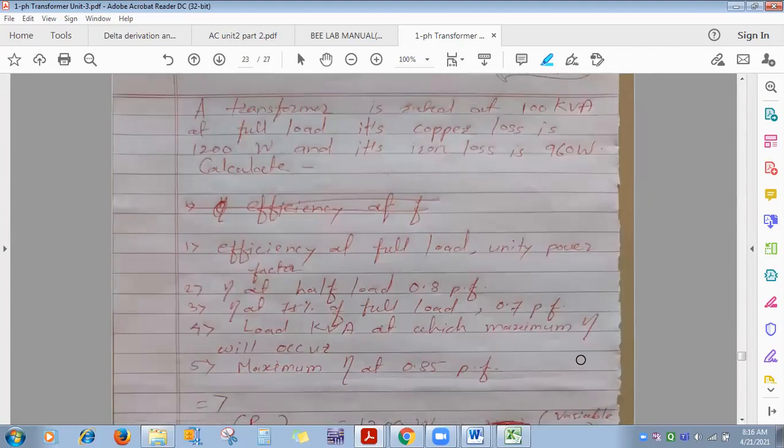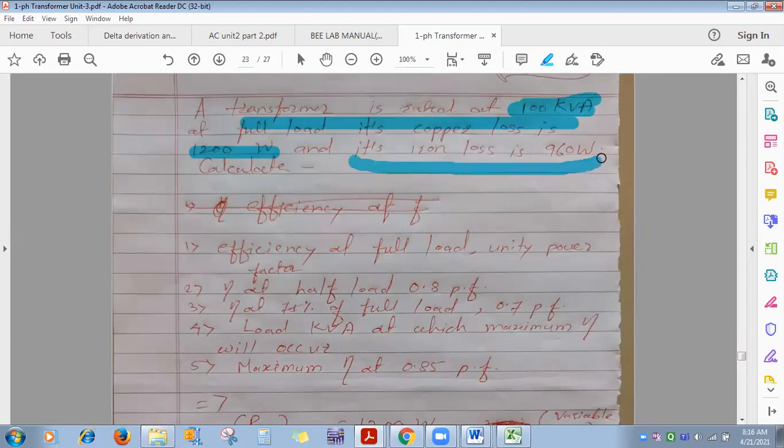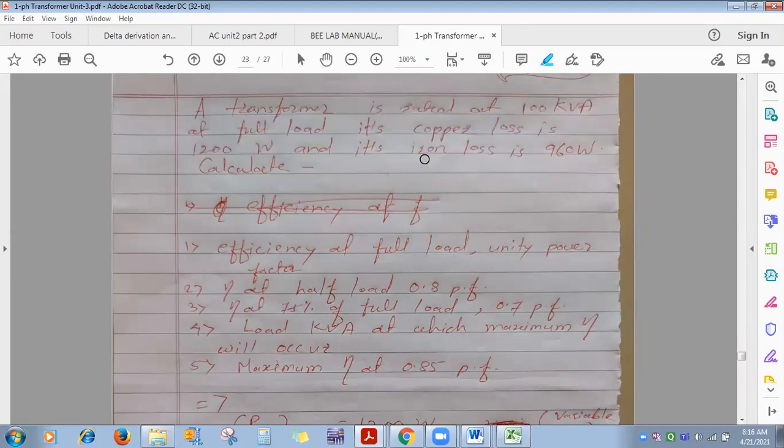We'll see the sum. A transformer is rated at 100 kVA at full load. Its copper loss is 1200 watt. Full load copper loss is given as 1200 watt. KVA rating is 100 kVA, which is at full load by default. And iron loss is 960 watt. Is this iron loss constant or variable? Constant. We have seen iron loss is constant.